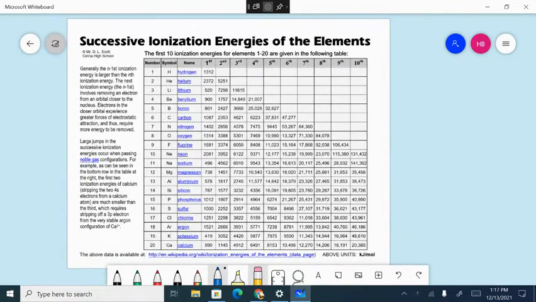It is the amount of energy you need to add to remove the least tightly held electron. So I'm going to add some energy to an element, and I'm going to remove a valence electron. That's the first ionization energy. So when you've got an atom and you're going to remove an electron, that's what we consider ionization energy.